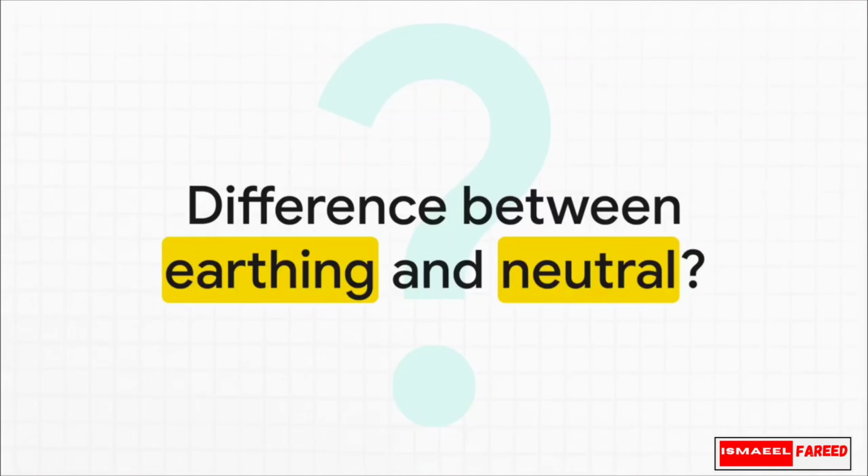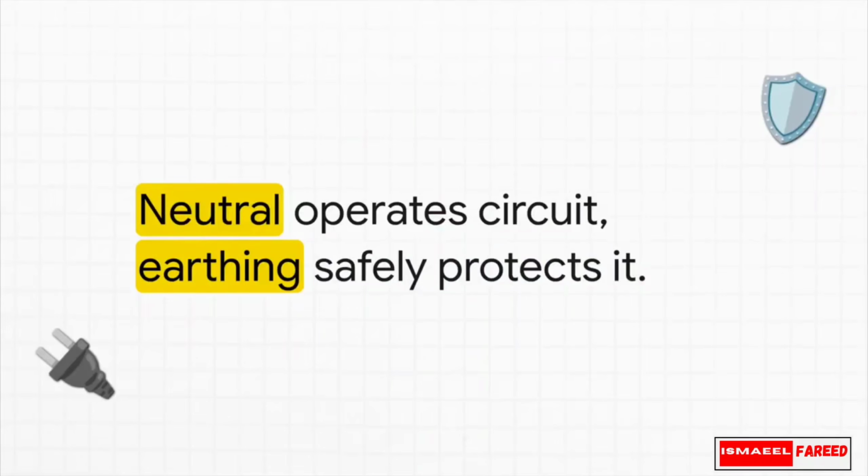Which brings us to a really common safety question that trips up so many beginners during interviews. What actually is the difference between the neutral wire and the earthing wire? I mean, they both seem to just go to the ground, right? Well, here's the deal. Neutral is absolutely required for the circuit to even work. It provides the normal return path for current to flow.